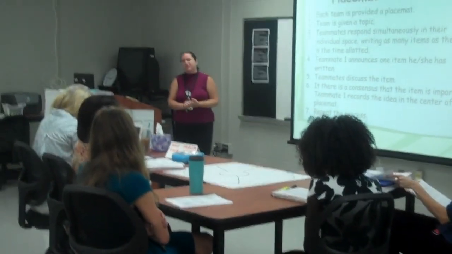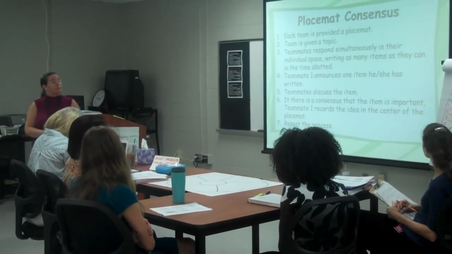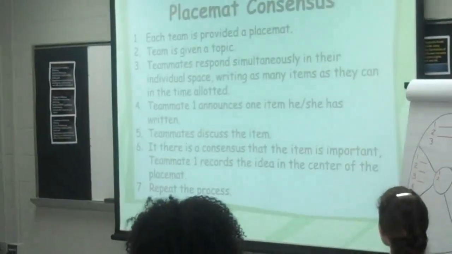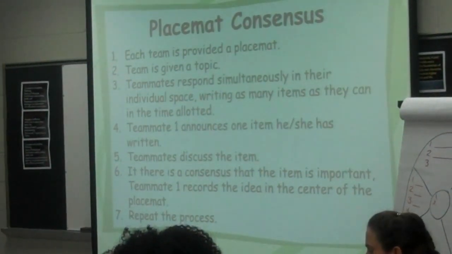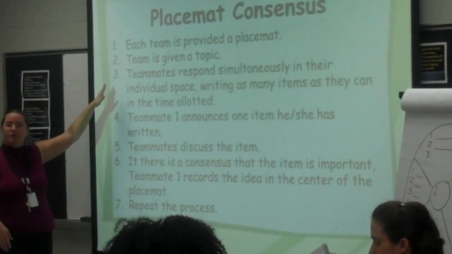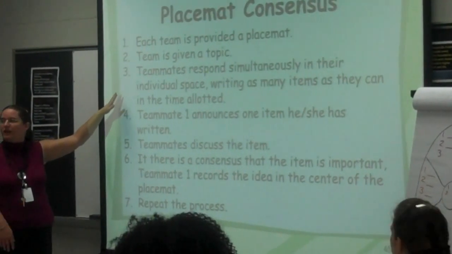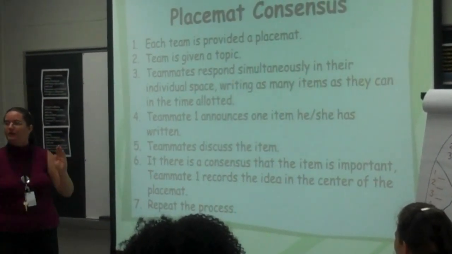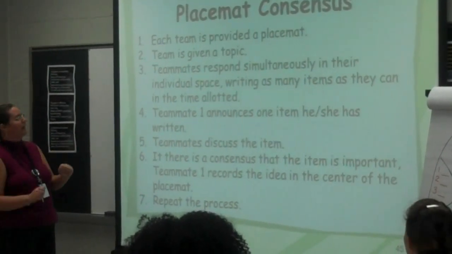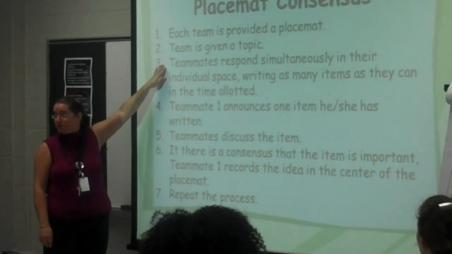So what we're going to do today is a little bit of a processing activity. The placemat consensus is a Kagan structure. I'm going to run through the directions, and then we're going to actually do it with our teams. Each team is provided a placemat, which is the chart paper in the middle of your tables. Please don't critique that all the sections are not evenly divided. That's not my specialty. Your topic today is obviously going to be language objectives.